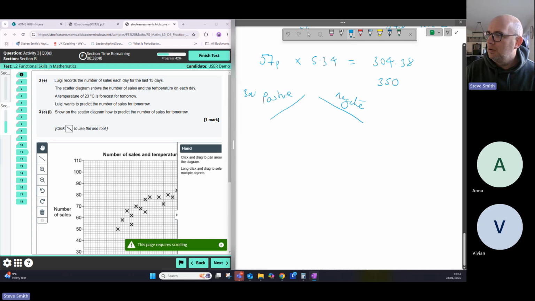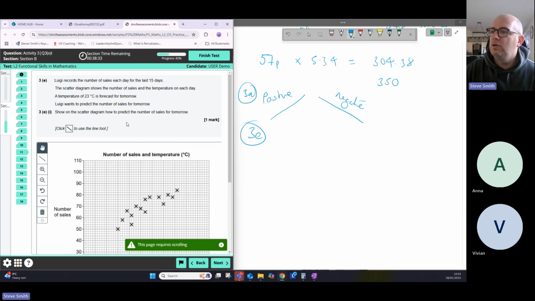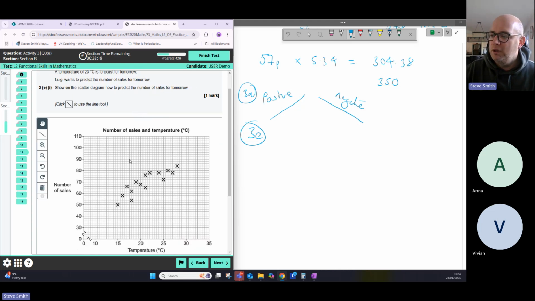This one's 3E. Luigi records the number of sales each day for the last 15 days. The scatter diagram shows the number of sales and the temperature on each day. A temperature of 23 is the forecast for tomorrow. Luigi wants to predict the number of sales. So first of all, because it's going to be 23 tomorrow, we're going to go, that's 20. Oh my gosh, that is awkward, isn't it? Because that'd be 22.5. So 23 is the 6th square along. So we're going to go up.